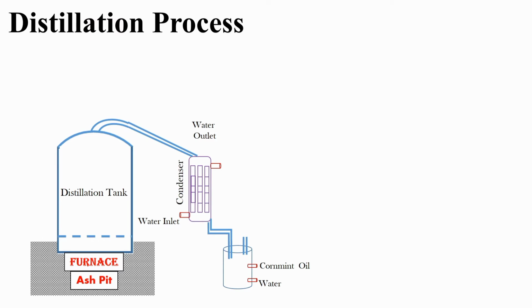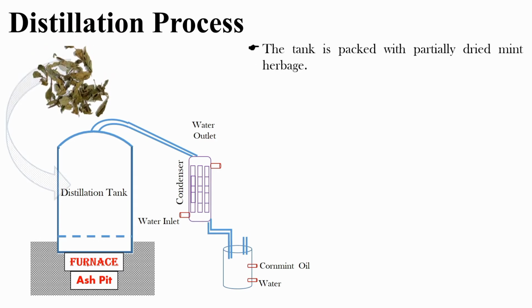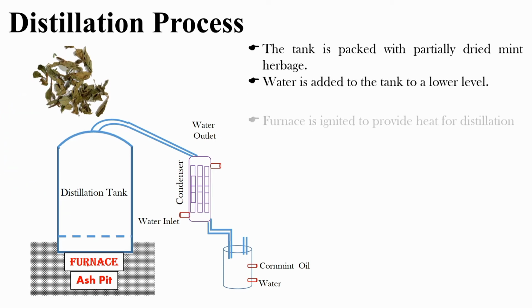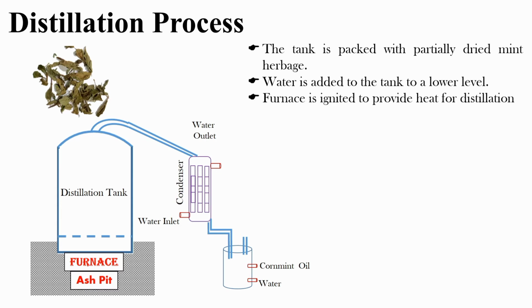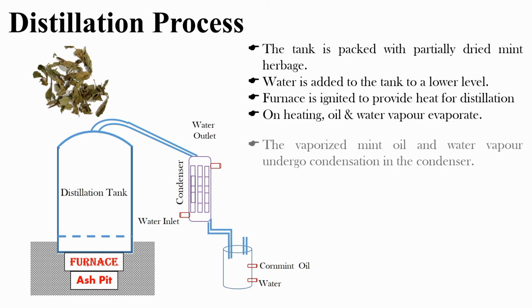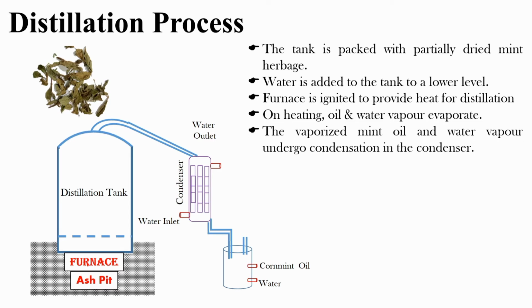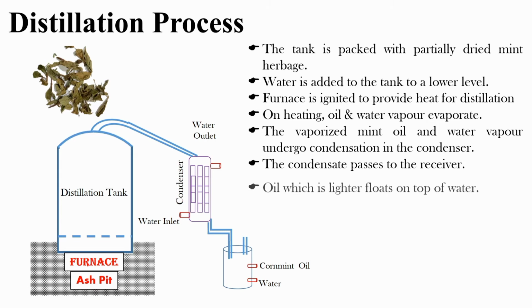Now coming to the distillation process. The tank is packed with partially dried mint harvest. Water is added to the tank to a lower level. Furnace is ignited to provide the heat for distillation. On heating, oil and water vapor evaporate. The vaporized mint oil and water vapor undergo condensation in the condenser. The condensate passes to the receiver.